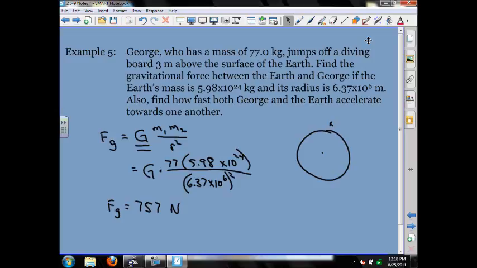George is actually going to move. Yeah. Also, the Earth has a lot of other forces acting on it, other than just George. Probably somebody on the other side of the world also jumping off the diving board counteracts that force and cancels out that very, very, very small acceleration.